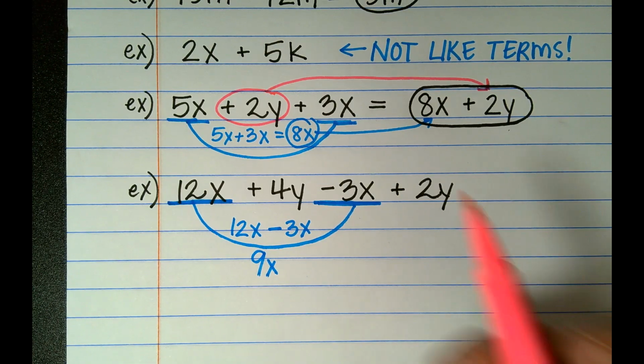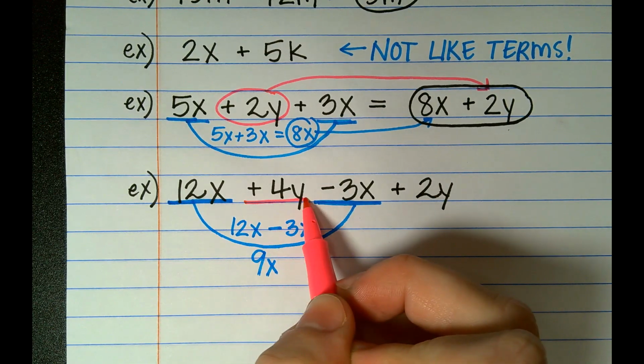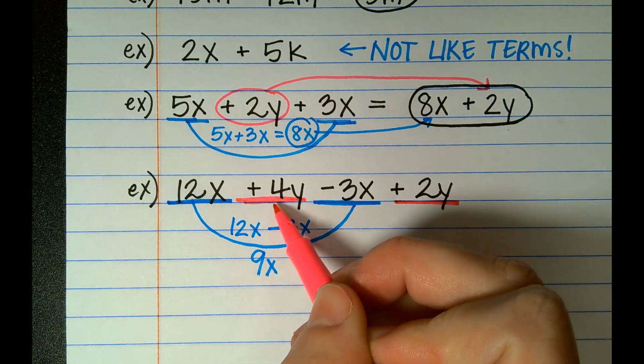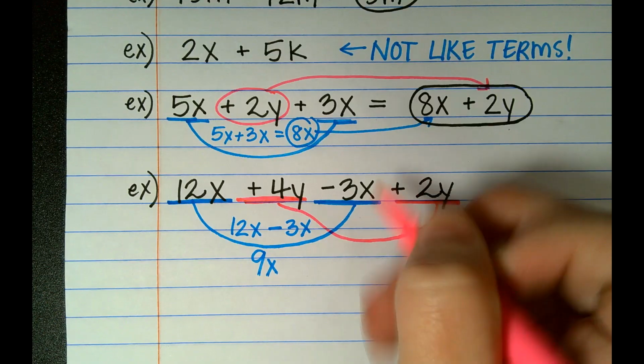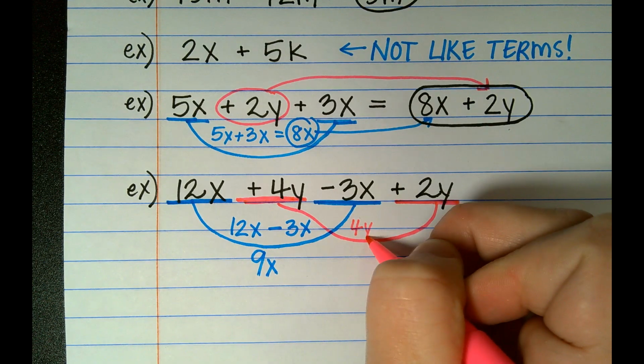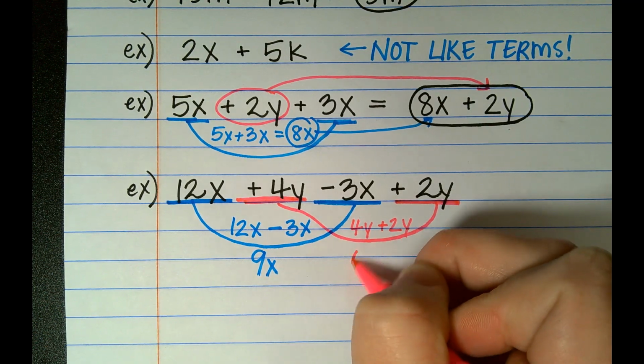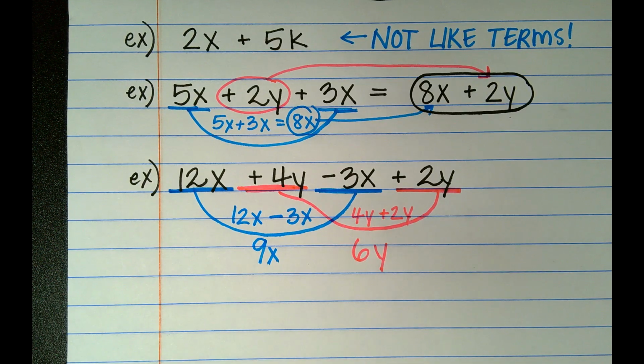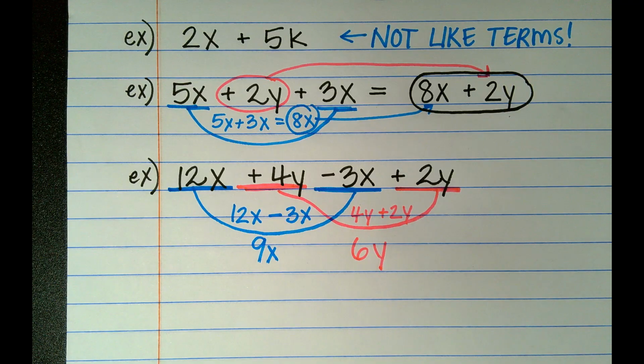And what about my y's? You add them. 4y plus 2y gives me 6y. So these are my two terms. What goes in between them? Because I can't just write them next to each other. We need a sign in between these. It's going to be a plus sign.